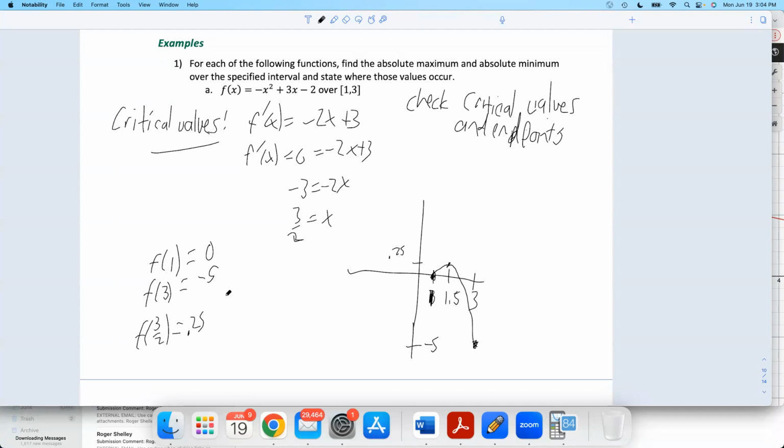Okay, what's the biggest value I see anywhere on my screen? Right there. This is my global max. Also happens to be a local max. Critical points can be local maxes or mins. Endpoints are not allowed to be locals. So that guy right there and that guy right there, I would never call a local. Locals only happen at critical points. Okay, what's the smallest value I see anywhere? Right there. There's my global min.